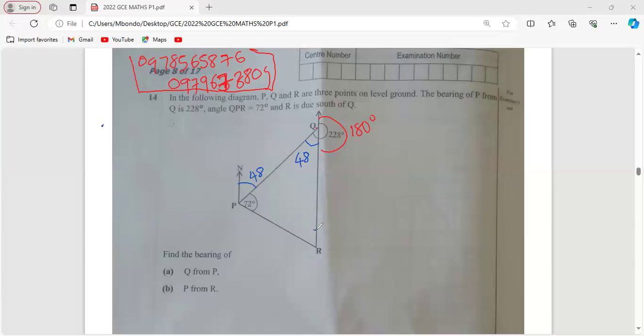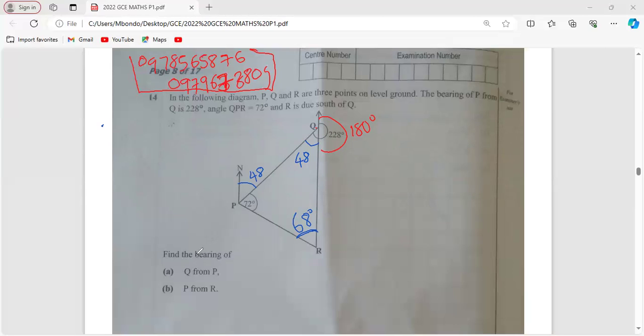For the purpose of this one, I'm just finding all the angles even before I go to the questions. If you want to find this one, you could just subtract these two angles from 180: 180 minus 48 minus 72. Meaning this one here is going to be 60, because the three interior angles of a triangle add up to 180 degrees. So now let us come to the question.